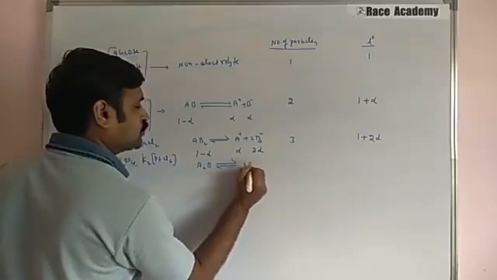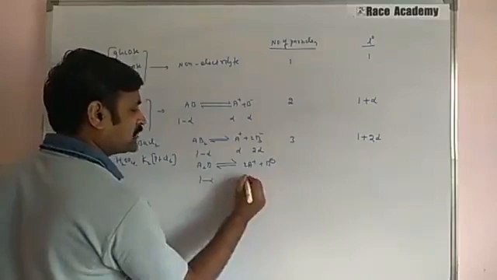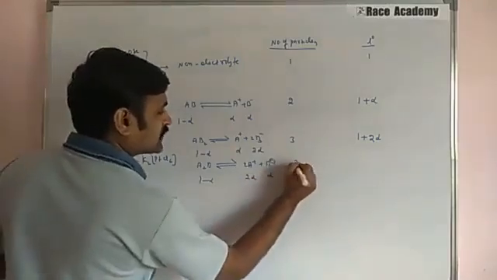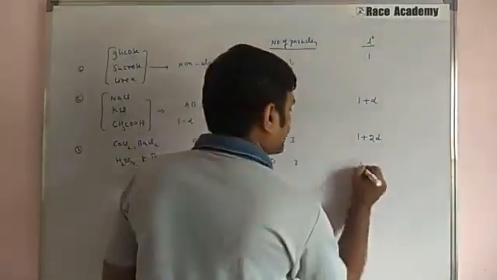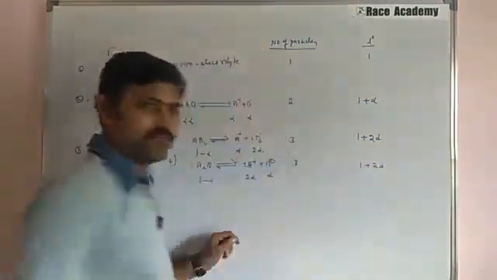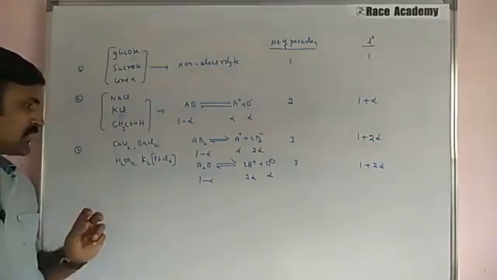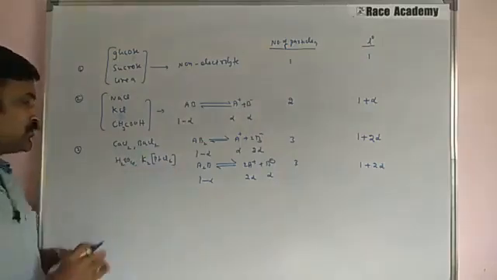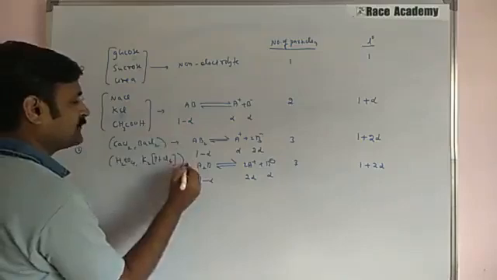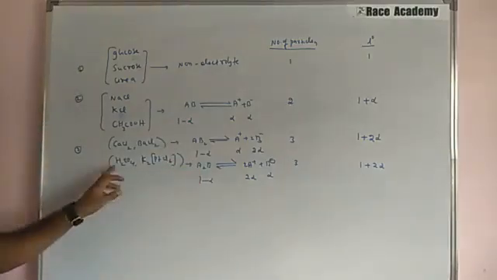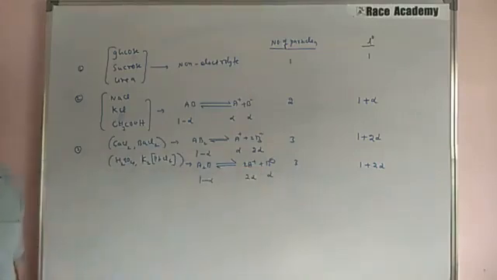That is 2A plus and B minus. In this case, 1 minus alpha, this is 2 alpha, this is alpha. The total number of particles remains 3, and the Van 't Hoff factor also remains the same value, 1 plus 2 alpha, for this case also. So that means when we have AB2 type or A2B type, these two come under this category. H2SO4, K2PtCl6, these come under this category.